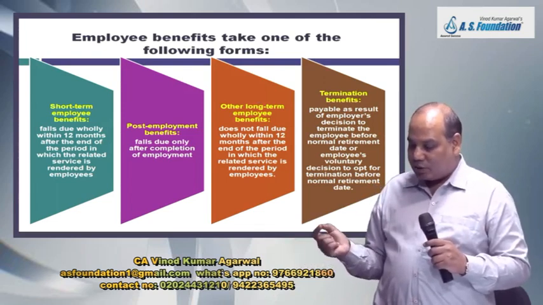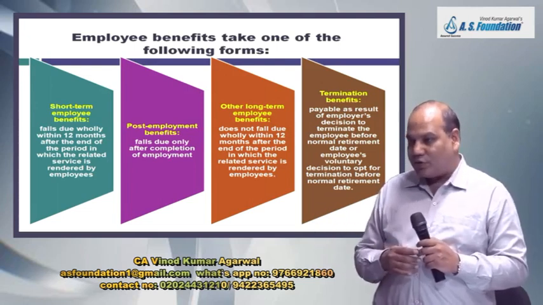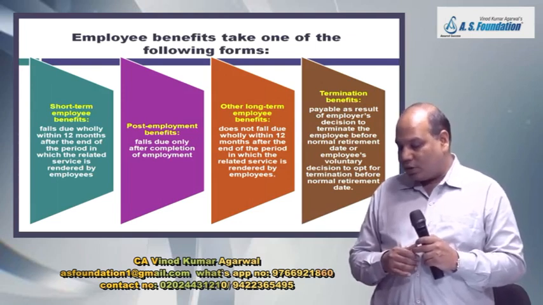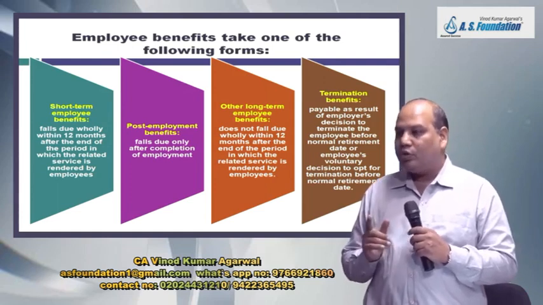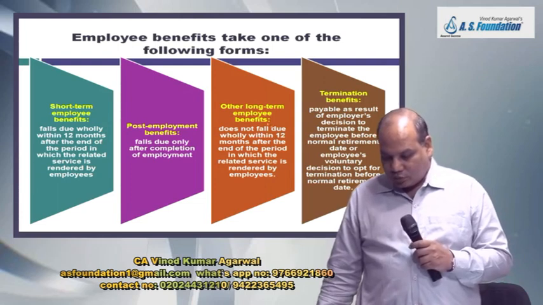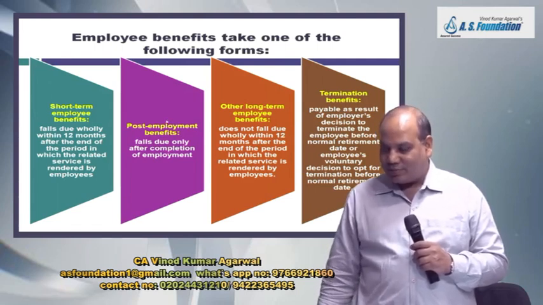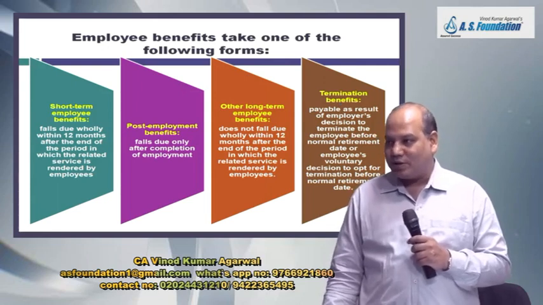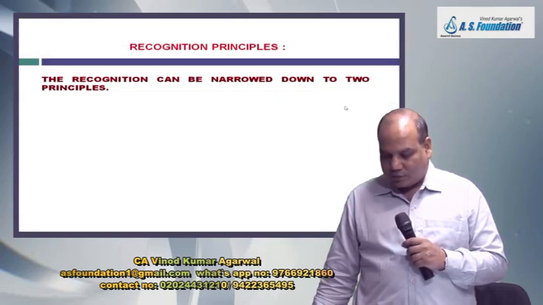And what is termination benefit? This is the benefit paid as a result of either the employer's decision to terminate the employee before the normal retirement date, or the employee's voluntary decision to opt for termination before the normal retirement date. So what is the difference between 2 and 4? 2 is benefits on normal retirement for rendering of services. 4 is the benefits paid because your services are being terminated before the maturity period, and therefore it is called termination benefit.